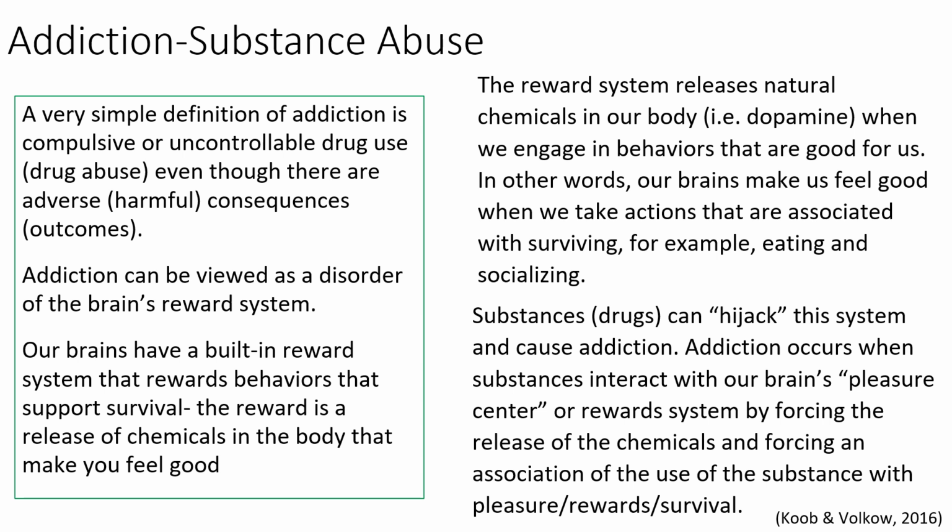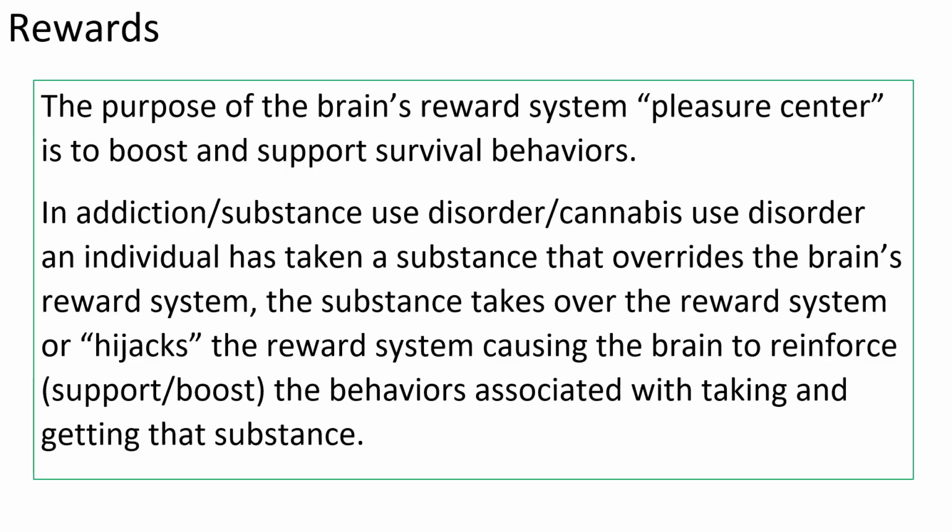Addiction occurs when substances interact with our brain's pleasure system or reward system by forcing the release of the chemicals and forcing an association of the use of the substance with pleasure, rewards, or survival. The purpose of the brain's reward system or pleasure system is to boost and support survival behaviors.